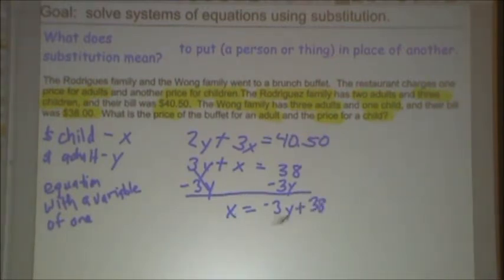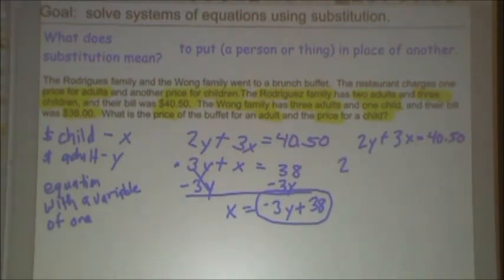And now I'm going to substitute all of this in, because it's telling me that X equals this. I'm going to substitute that in for X in the other equation. So I just used this equation first. So now I've got to use this equation to substitute it in. We're going back and forth. So over here I'm going to write 2Y plus 3X equals 40.50. So I'm going to substitute all of this in for X in this equation.